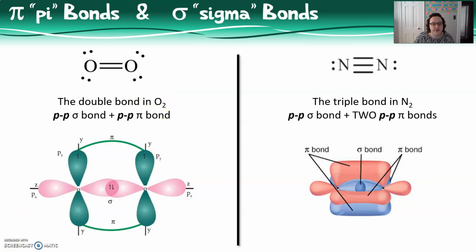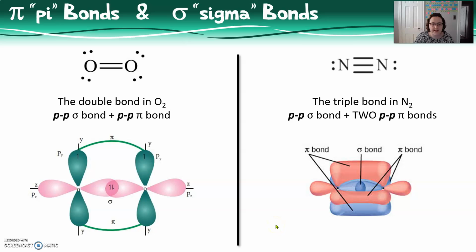In the case of the nitrogen molecule, here we see the same head-on overlap of one set of p orbitals to form the sigma bond, but now there are two sets of p orbitals with side-on overlap forming pi bonds in both the vertical and the horizontal direction. Therefore, the triple bond in nitrogen is comprised of a pp sigma bond and two pp pi bonds.